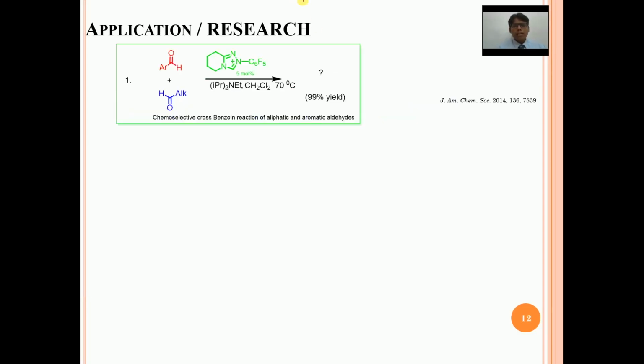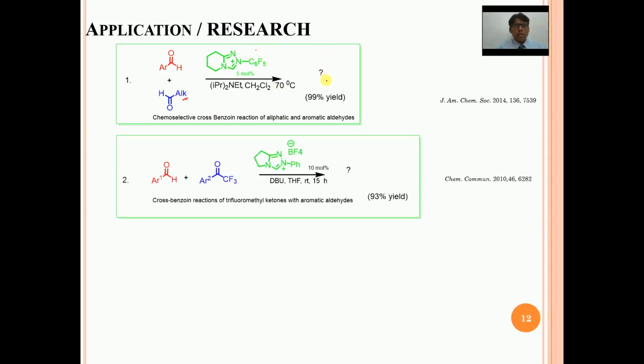So let's come to the last part of our lecture. Here I have some questions. In the presence of this N-heterocyclic carbene, one can think of cyanide only and try to find out the product. Likewise, take an aromatic aldehyde in the presence of a ketone having a trifluoromethyl group.